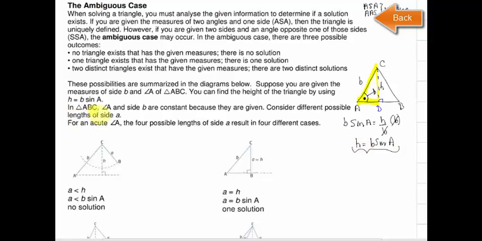So in triangle ABC, angle A and side B are constant because they are given. Consider different possible lengths of side A. For an acute angle A, the four possible lengths of side A result in four different cases. Now, just a reminder that acute means between 0 degrees and 90 degrees. So your angle A will be between 0 and 90 degrees. Okay, so let's take a look at our four different cases.